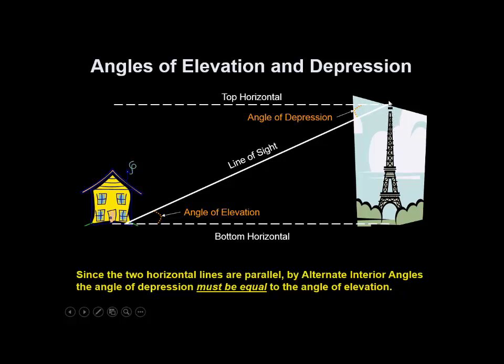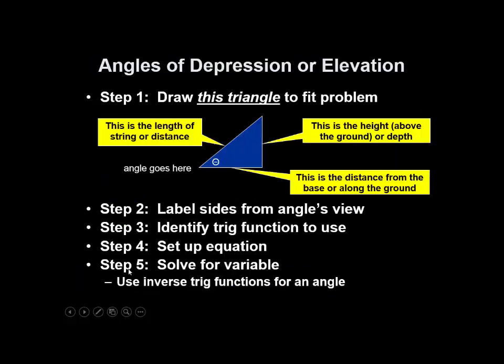Whereas the angle of depression, and if I look over here at the tower, pretend I were a person standing on top of this tower, the angle of depression would be the angle that I have to avert my eyes down, or the angle that I have to look downward. Remember that because these two lines are parallel, and we learned that alternate interior angles are congruent, the angle of depression and the angle of elevation are equal. Okay.